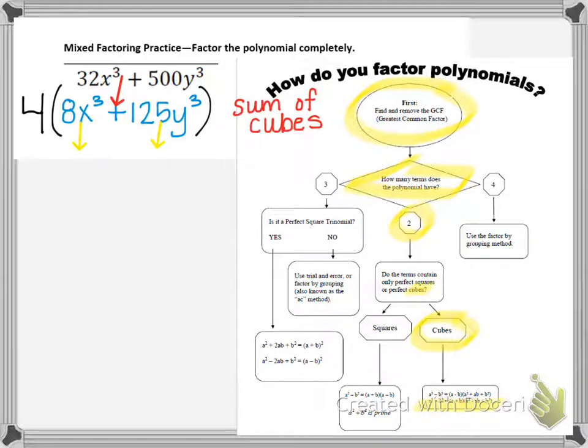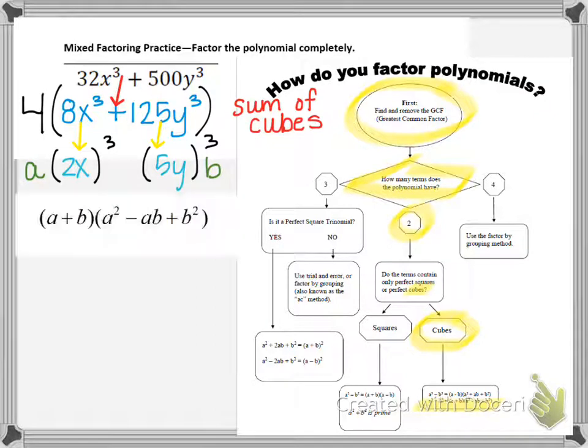So I'm going to look at the 8x cubed, and then I'm going to look at the 125y cubed. For 8x cubed, I know the term was 2x that got cubed. And for 125y cubed, I know it was 5y. So my a becomes 2x and my b becomes 5y. And those are the terms I'm going to use to substitute into the formula that I highlighted on the flow chart. So here is the formula that I'm going to use.